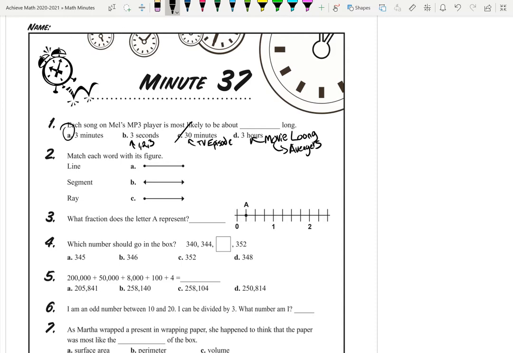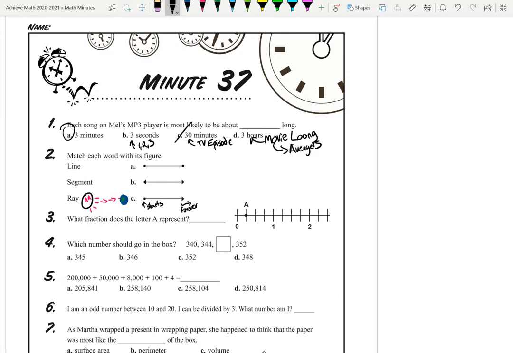Number 2, match each word with its figure. Essential vocabulary. Let's start out with ray. Now, I start out with ray because I always think of a sun, and Mr. Sun has sun rays that travel throughout space, and the idea is that they're traveling and going on forever when they hit the earth. So, to represent this with a notation, notice how the sun ray starts from a point and it goes all the way forever onwards.